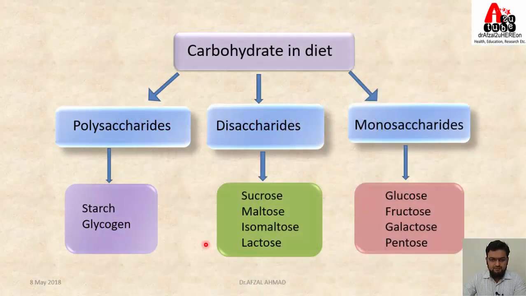Whatever carbohydrate diet we are taking contains either polysaccharides, disaccharides or monosaccharides. The polysaccharide may be starch or glycogen. Disaccharides present in the food may be sucrose, maltose, isomaltose or lactose. Monosaccharides can be glucose, fructose, galactose and pentose. These are all the constituents present in the carbohydrate rich diet, whatever we are taking as raw food in our diet.